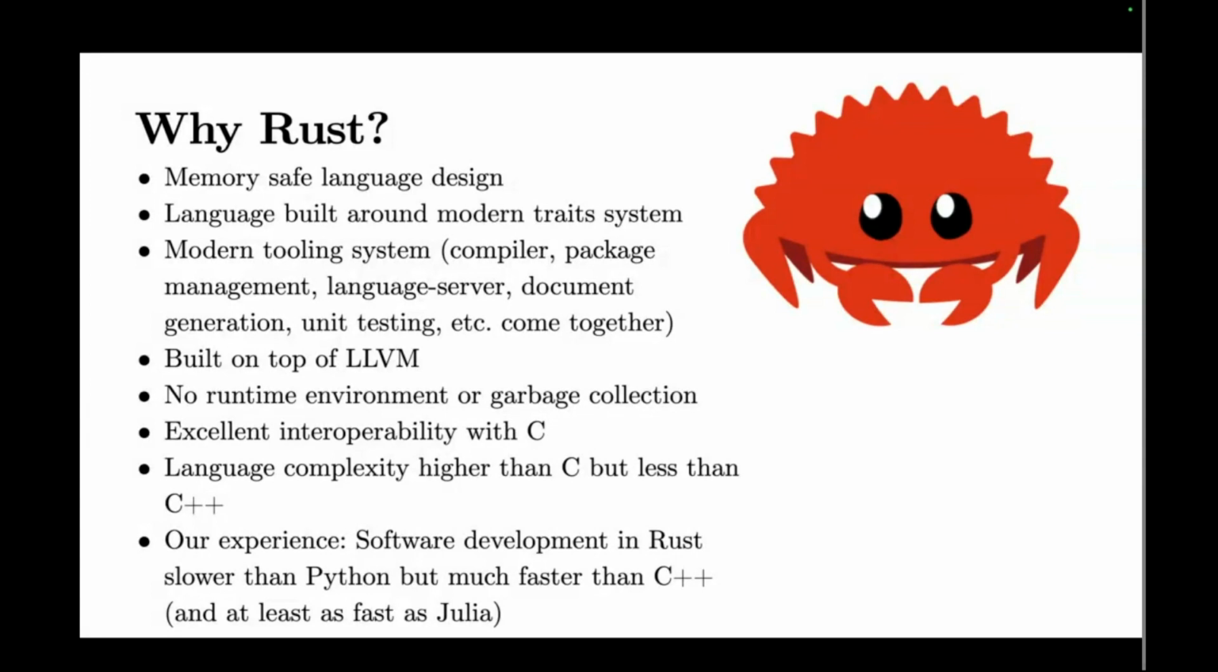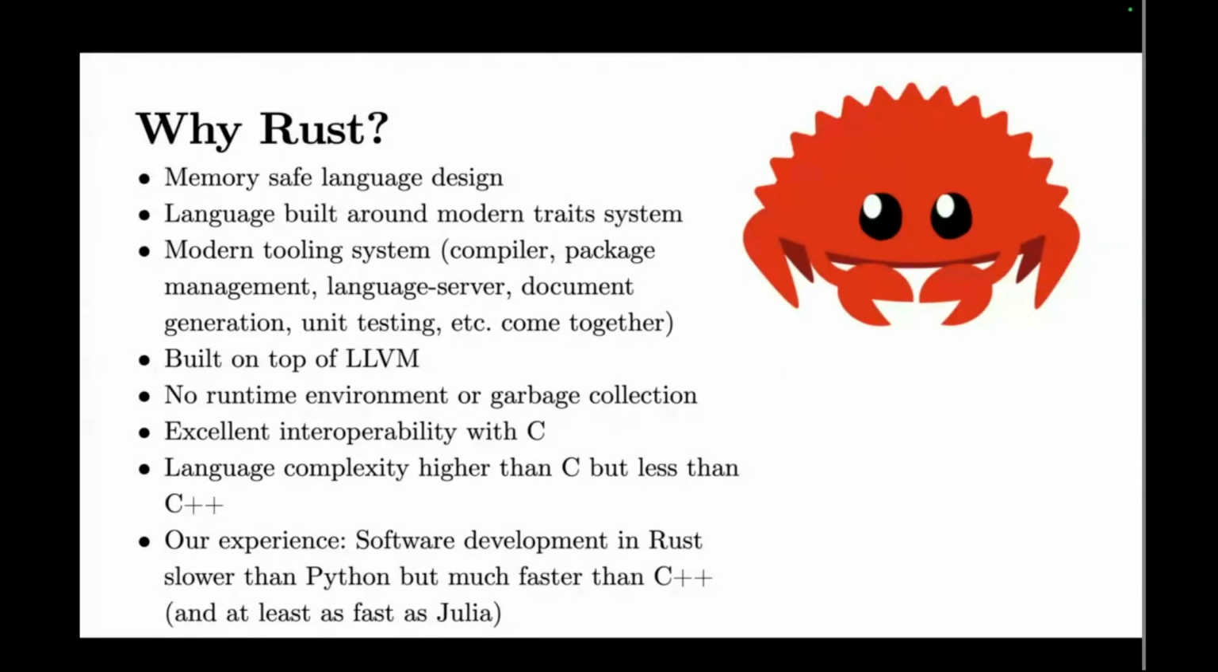There's no runtime environment or garbage collection, so it's all bare metal code. Really nicely interoperable with C. Language complexity is obviously higher than C, but it's less than C++. So Rust is a really smaller language than C++. Not necessarily an easier language, but definitely a smaller language.